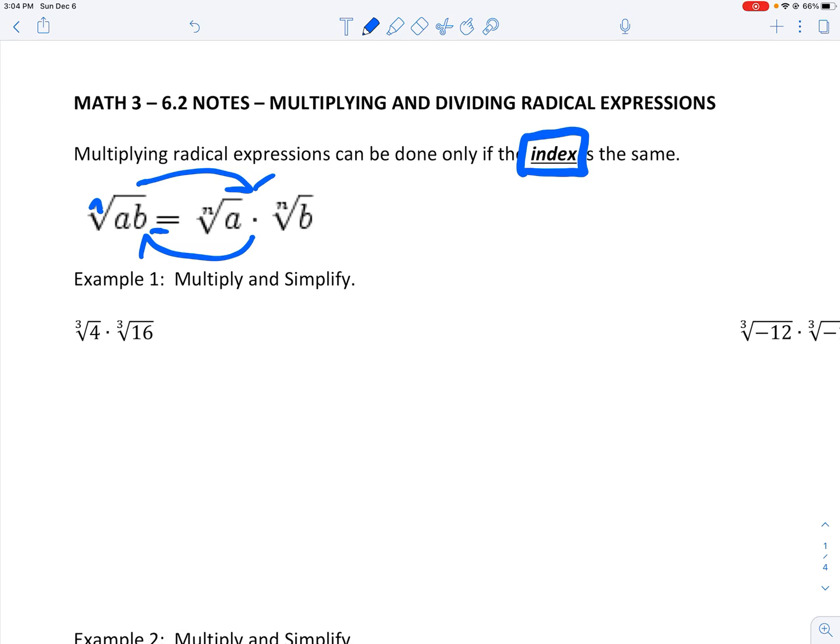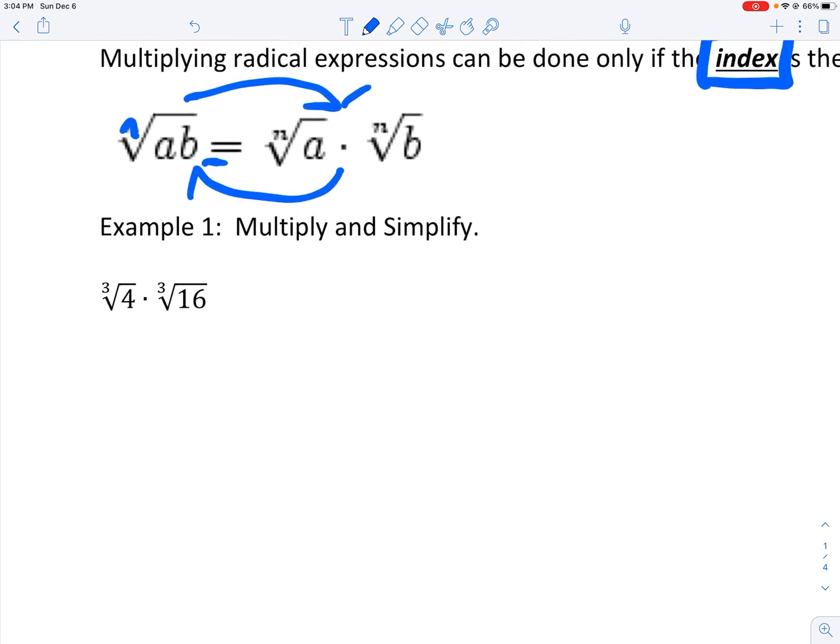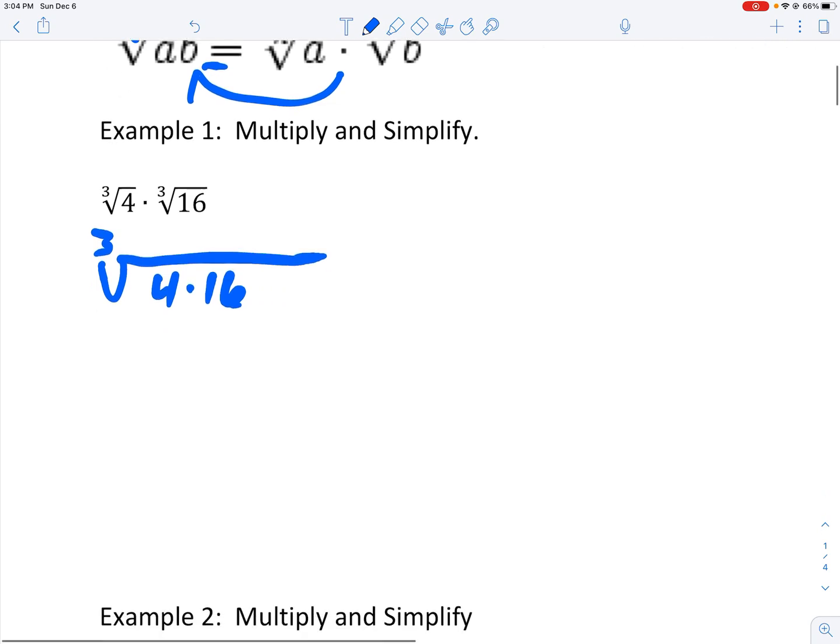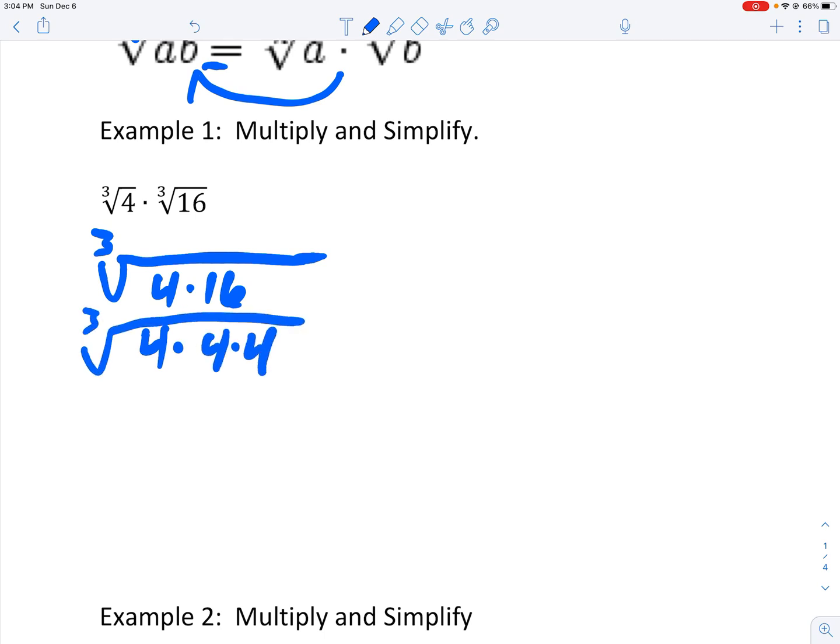So example 1, we're going to multiply. They're both cube roots. They have the same index of 3. So I can rewrite this as one cube root: 4 times 16. And again, now that I'm taking the cube root, I want to find 3 of a kind, so 3 of the same numbers. So 16 is the same thing as 4 times 4. So now I have the cube root of 4 cubed. Remember, the cube root and the cube reduce, so you get positive 4.